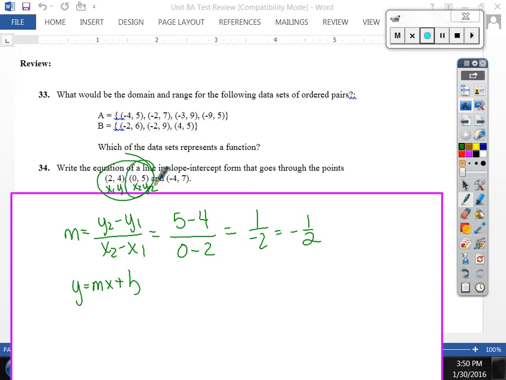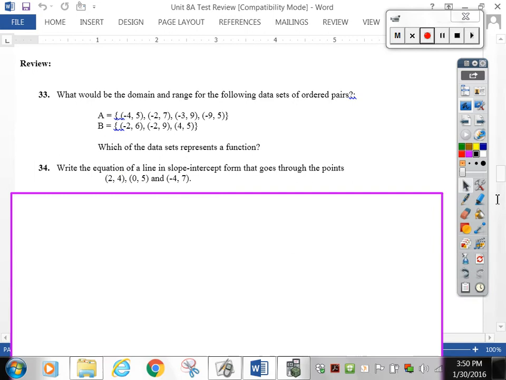Now it wants it in slope-intercept form, which is y equals mx plus b. What do I know about this point 0, 5? The x-coordinate of the y-intercept is 0, so 5 is technically the y-intercept. So I can just go ahead and write my line: y equals negative 1/2 x plus 5. If the y-intercept was not there, I would have to start off in point-slope form and rearrange to get to slope-intercept form.